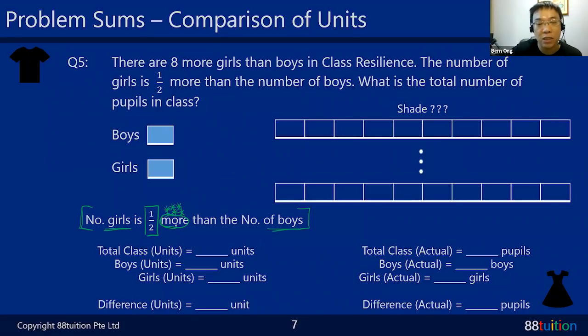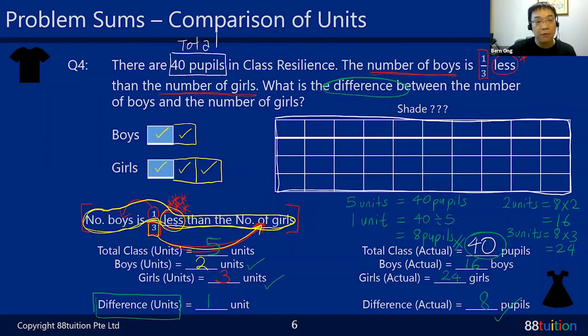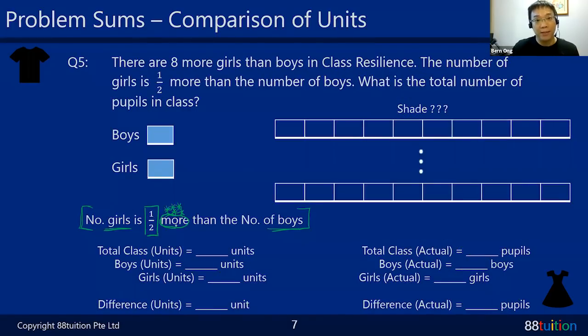This question is actually very similar to question number 4. Question number 4, there's this word less. Question number 5, there's this word more. All right. So be careful of this extra word more. All right. This is the danger. So once again, what do you do?